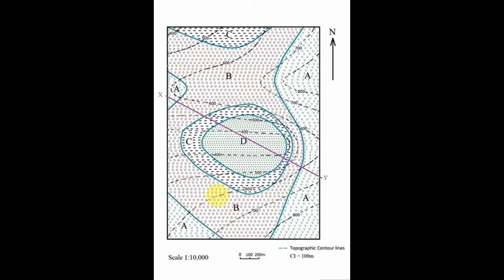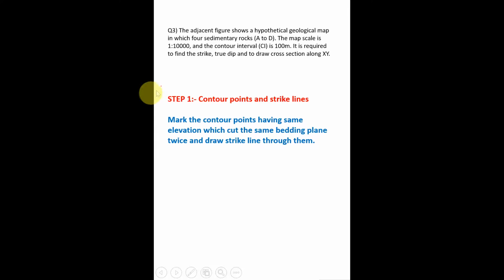In this video lecture, we'll be learning the second map, which is a map of a fold. So let us start with it. Let us start with the basics. We have these dotted lines, which are your contour lines. The ones which are hatched are basically your bedding planes, and the lines which are solid lines are your bedding junctions. So let us first see the question.